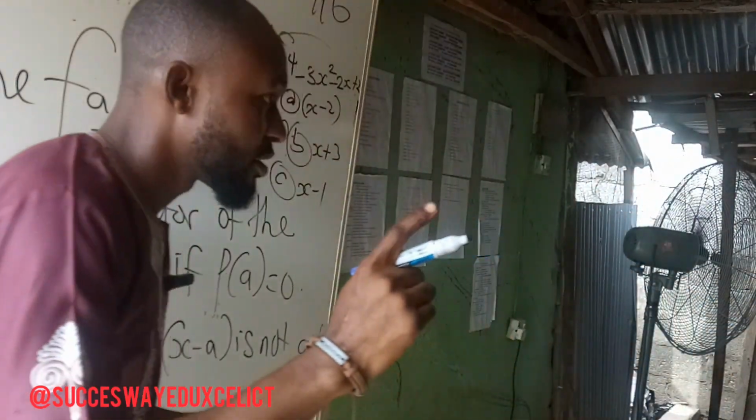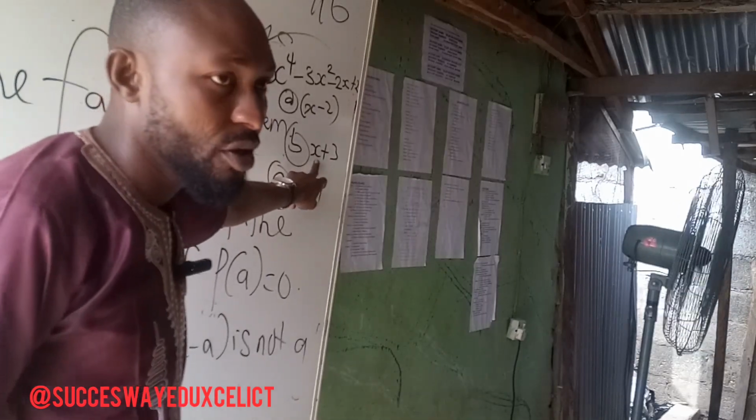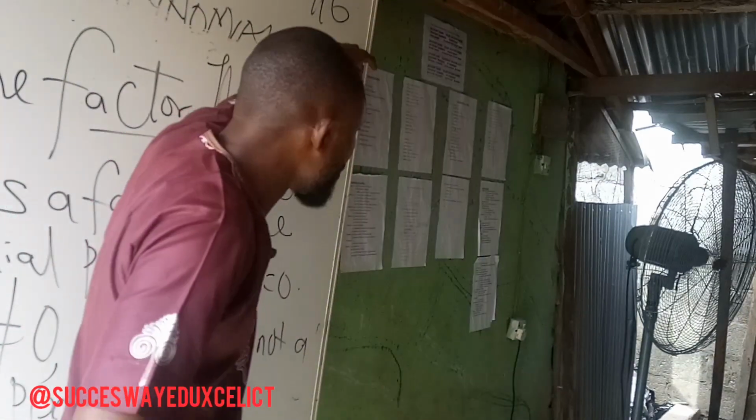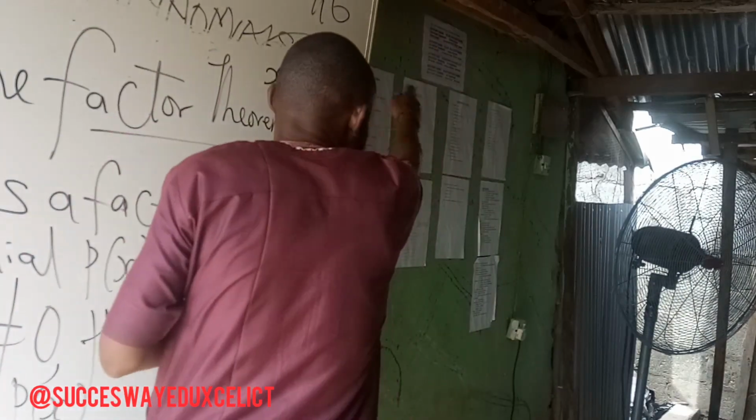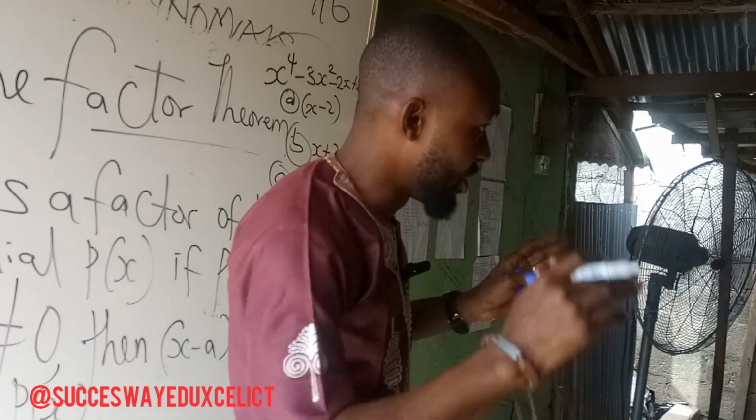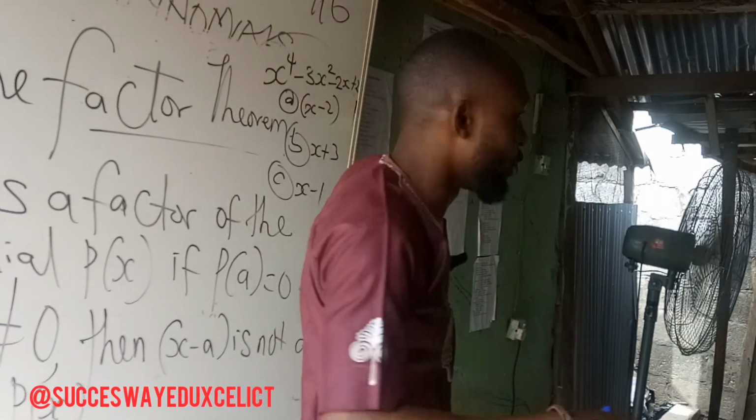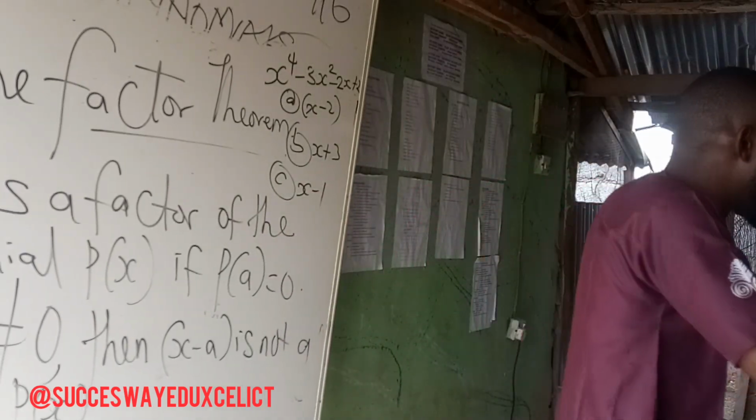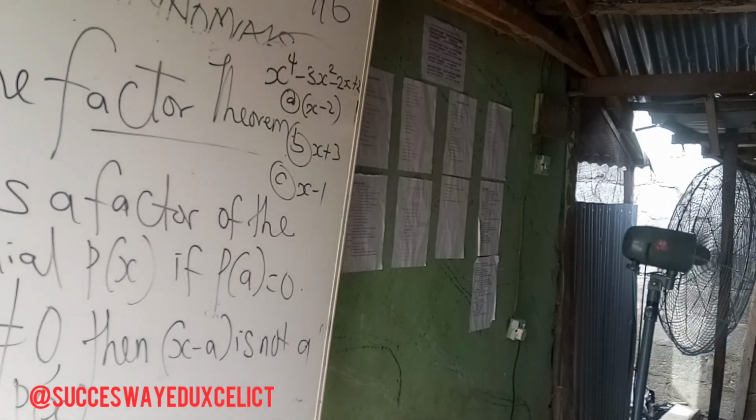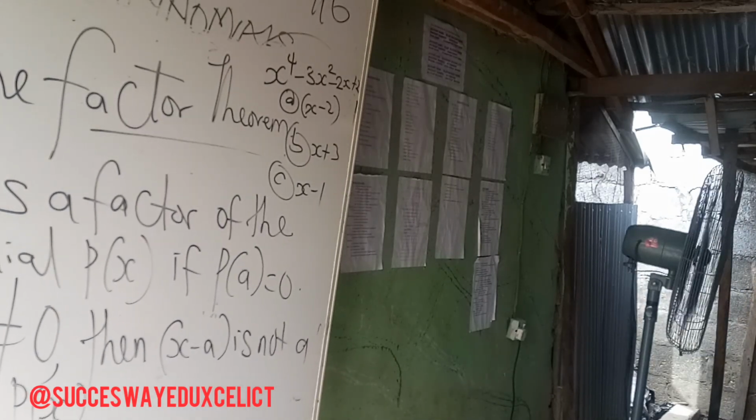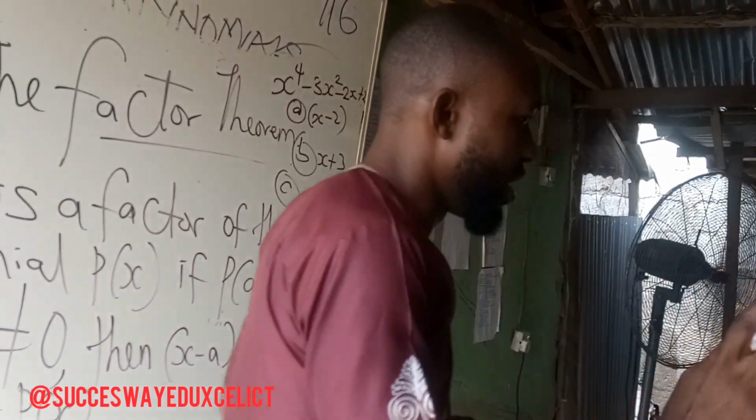Do you understand? You move down to this again. This our x will be equal to minus 3. You substitute minus 3 into the polynomial. If at the end you have 0 as the answer here, it means x plus 3 is a factor of this polynomial. A factor of a polynomial must give you 0 as the remainder. A factor of a polynomial must give you what? 0 as what? A remainder. Listen to me again.